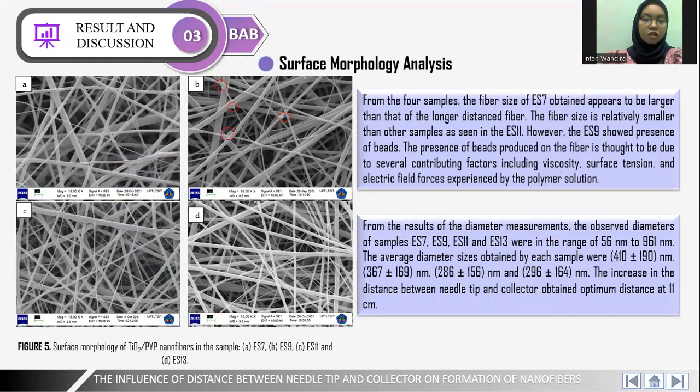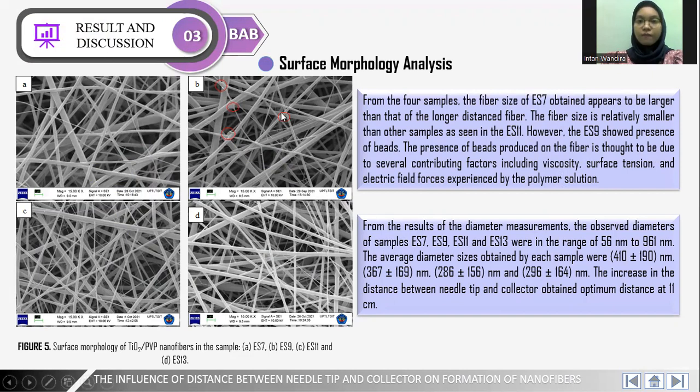This is a figure result of the same instrument for all samples. From the 4 samples, the fiber size of ES7 appears to be larger than that of the longer distance fibers. The fiber size is relatively smaller than other samples, as seen in ES11. However, ES9 showed the presence of beads.